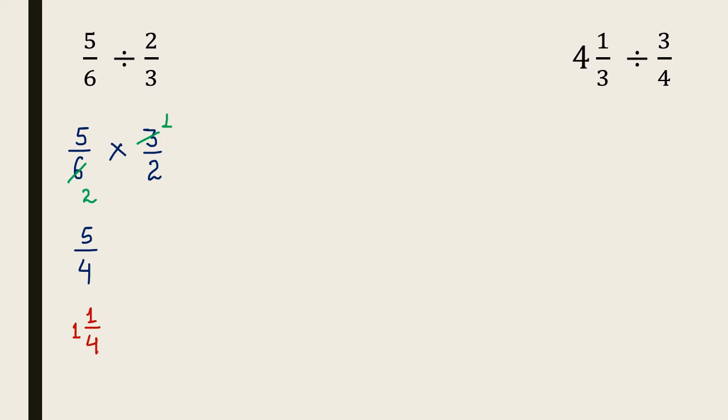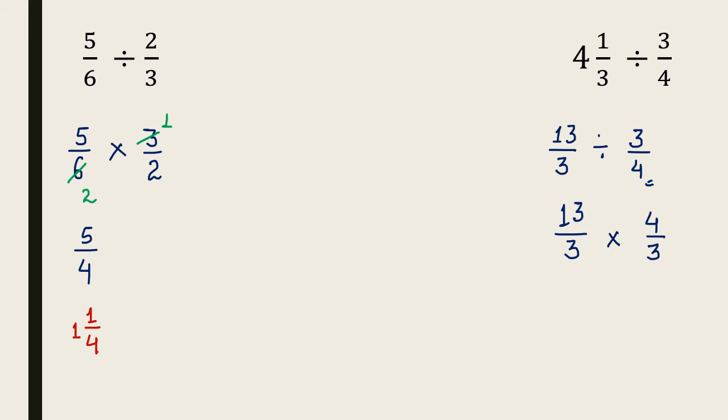Next question is 4 whole 1 by 3 divided by 3 by 4. So firstly we will convert this fraction into improper fraction. 3 into 4, 12, plus 1, 13. So 13 upon 3 divided by 3 upon 4. Now we have to find the reciprocal of this fraction, 3 upon 4. So 13 upon 3, and reciprocal will be 4 upon 3. Put multiplication sign in between.